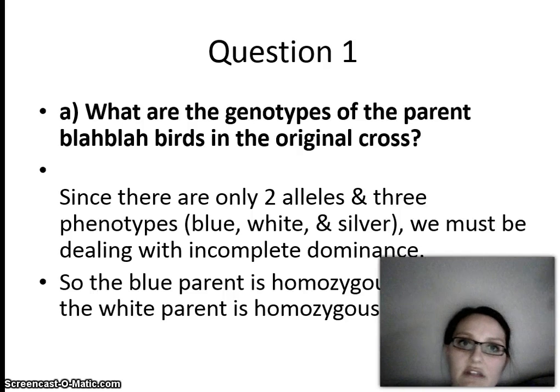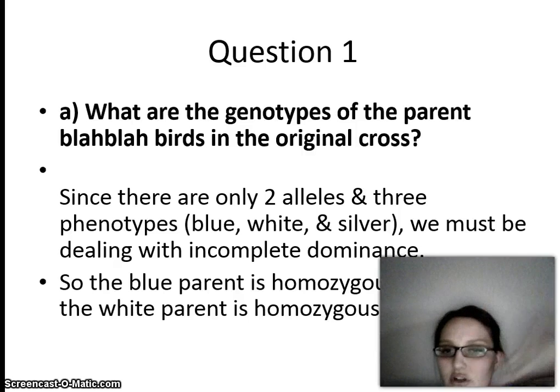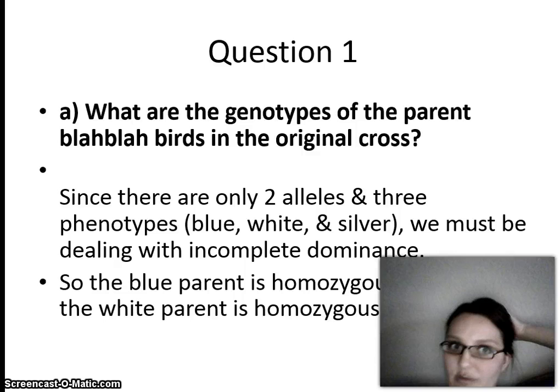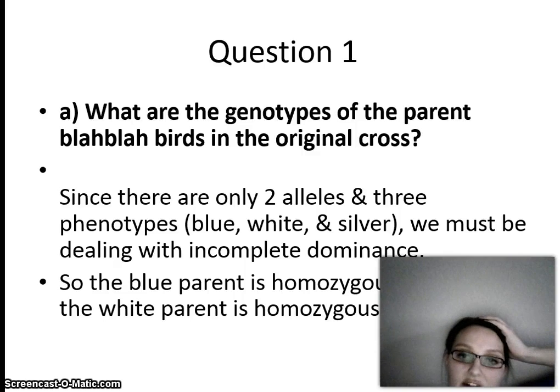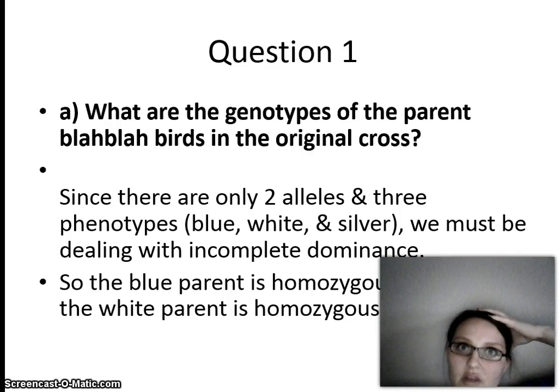This is a completely specific situation. And so they're not going to tell you on the end of course like, okay, alert, alert, it's incomplete dominance. No, you're going to have to figure this out yourself, so this is good practice. Okay, so the blue parent, I just use B's, okay, is homozygous blue, which is BB, and the white parent is homozygous white, WW. So that is 1A.